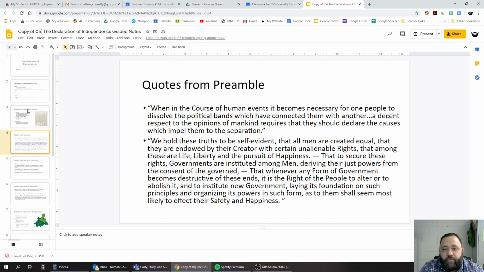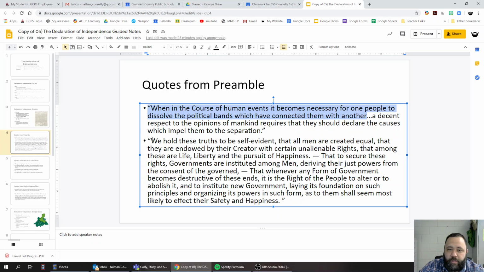"When in the course of human events, it becomes necessary for one people to dissolve the political bands which have connected them with another." So basically, this is a very fancy way of saying things happen and things have to change occasionally. "A decent respect to the opinions of mankind requires that they should declare the causes which impel them to the separation." So this is basically saying, hey, things have to change. We're going to go ahead and separate, but I'm going to try to explain to you, Great Britain, King, Parliament, why we're doing this.